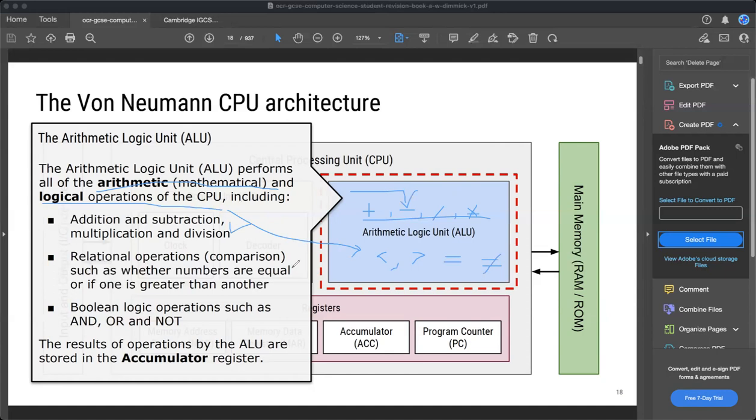These are called the arithmetic ones, as well as logical operations. Logical operations are greater, lesser, equal to, not equal to. These are called logical operations, right? So it's written all the things right here. As well as one more thing, Boolean logic operations are also performed by the ALU.